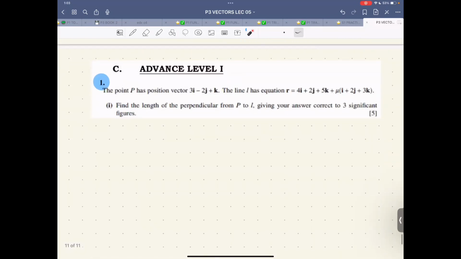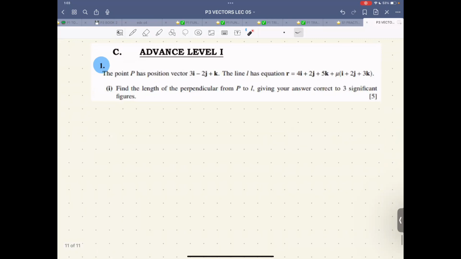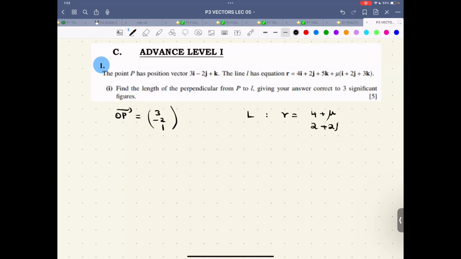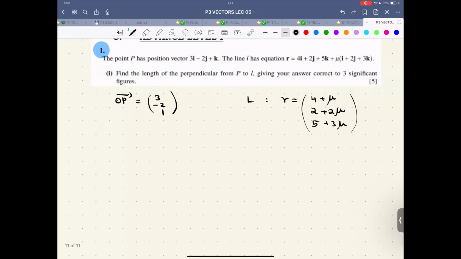Now, let's look at this question. It says the point P has position vector such and such. So first of all, let me write it down. OP, that is 3, -2, and 1. And the equation of this line L is R equals 4 plus mu, 2 plus 2 mu, I'm expanding it directly, and 5 plus 3 mu. That is the equation of this. Let this point, let me call it OR. So that is 4 plus mu, 2 plus 2 mu, and 5 plus 3 mu.